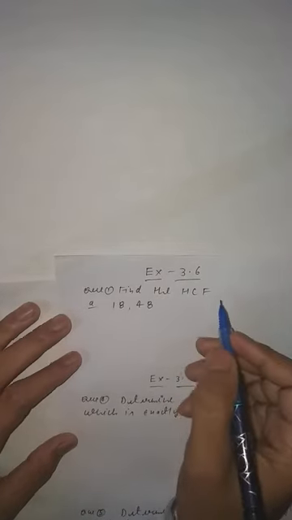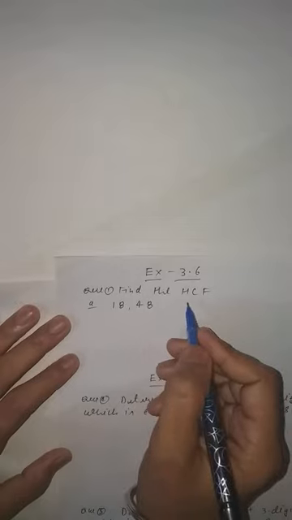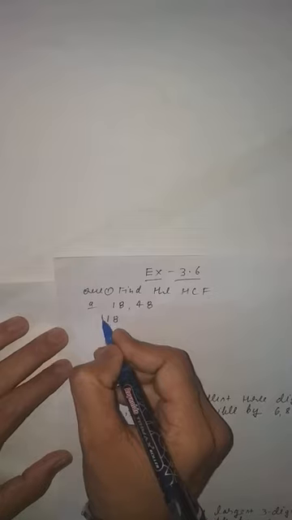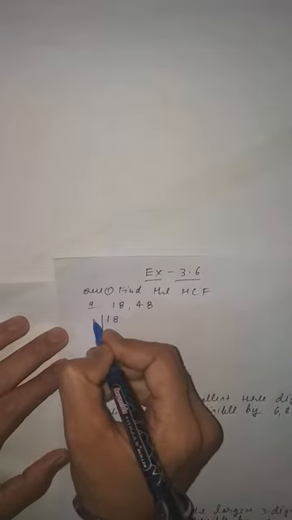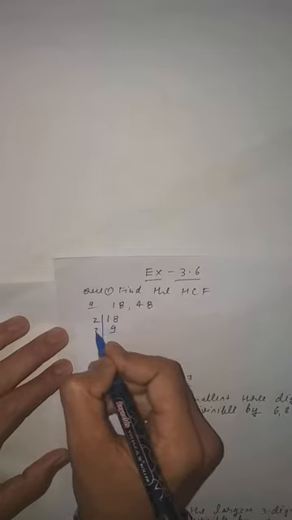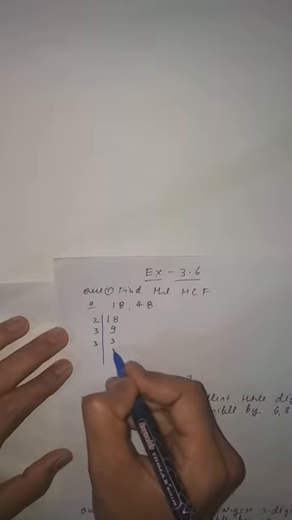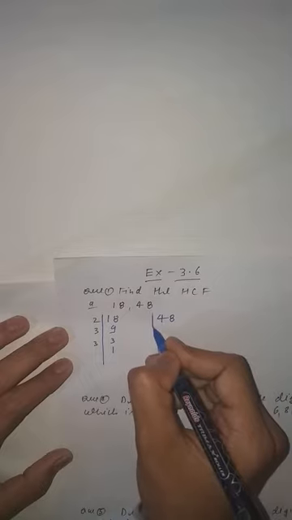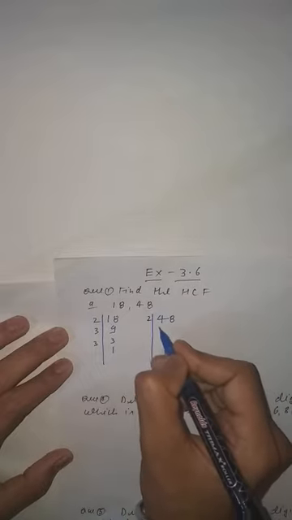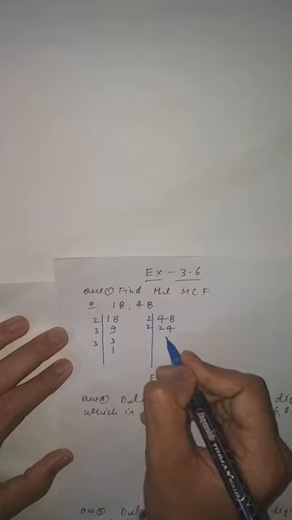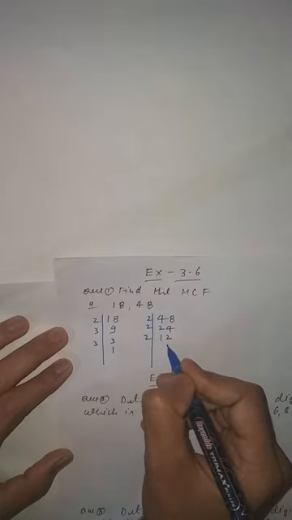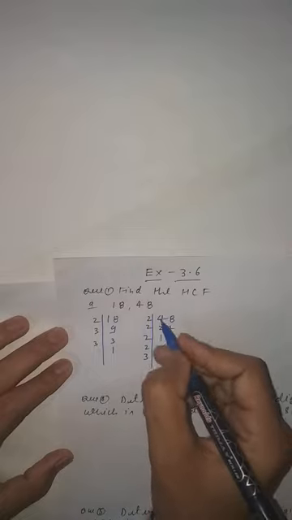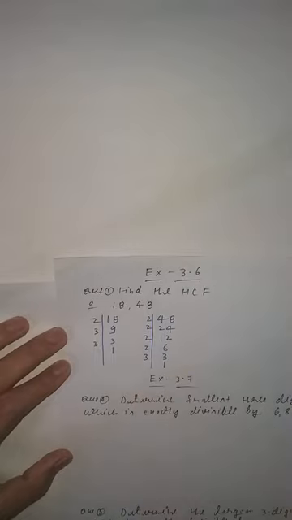Now students, this is exercise 3.6. Find the HCF. HCF, you know how to find out. First you will find out the prime factorization. So prime factorization of 18 you will find out. 2 9s are 18, 3 3s are 9, 3 1s are 3. Clear? 48: 2 2s are 4, 2 4s are 8. This one is 12, 2 6s are 12, 2 3s are 6, 3 1s are 3. Clear?